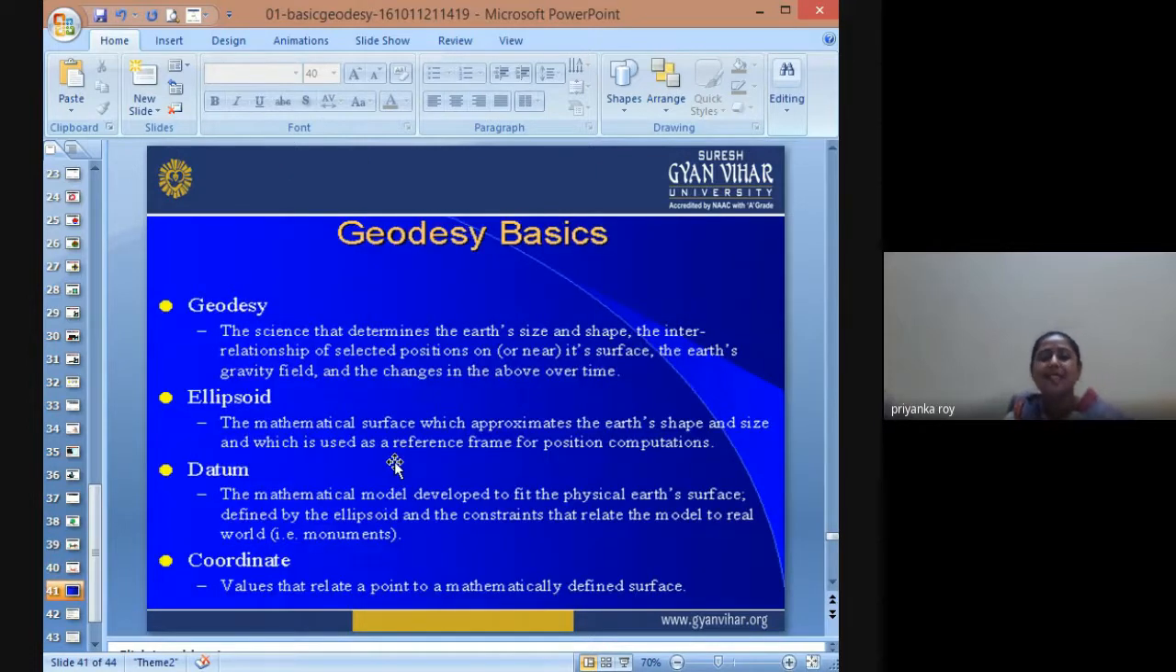Now, geodesy, let's understand again, comprehending the entire thing. Geodesy is the science that determines the Earth's size and shape. Ellipsoid is the mathematical surface which approximates the Earth's shape and size. It is approximate. It is a technique of approximation. Then datum is the mathematical model developed to fit the physical surface of the Earth, and coordinates is the value that relates a point to a mathematically defined surface.